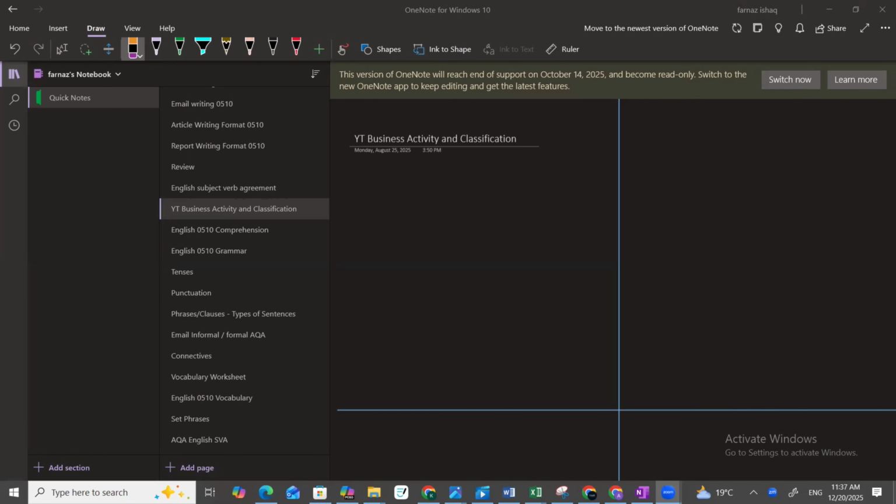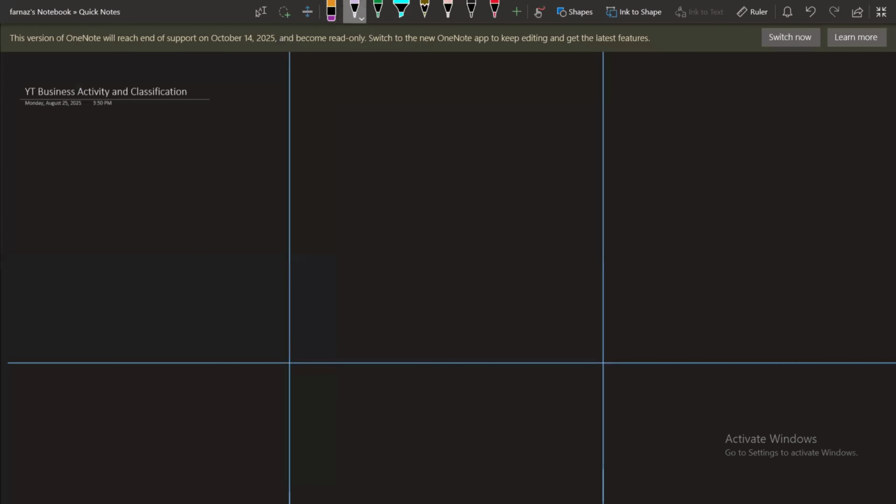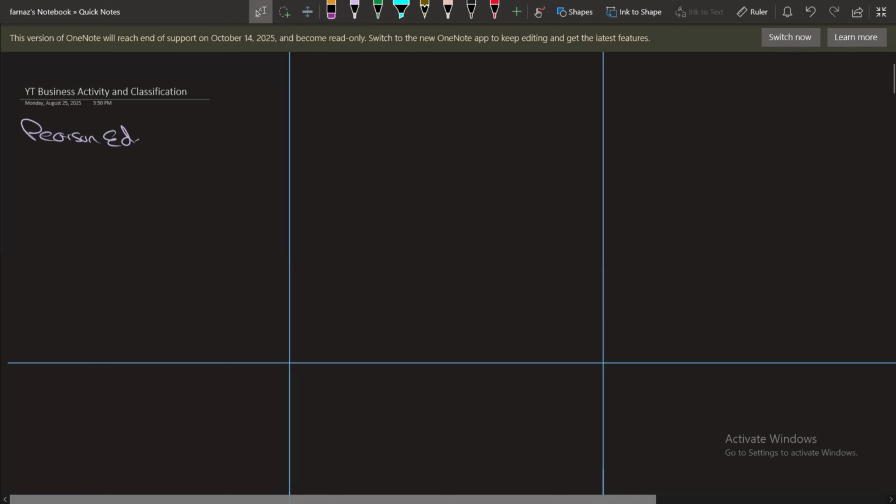Everyone, let's begin with our first chapter finally, which is business activity and classification. Again, as I told you in my previous video, right now I'm starting only with Pearson Edexcel IGCSE. So this is only for Pearson Edexcel IGCSE students. If you are appearing for Cambridge A levels or O levels or Edexcel A levels, then this is not for you. Okay, this is solely for Pearson Edexcel IGCSE students.